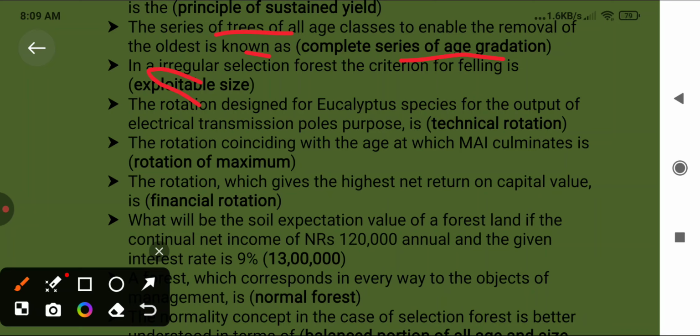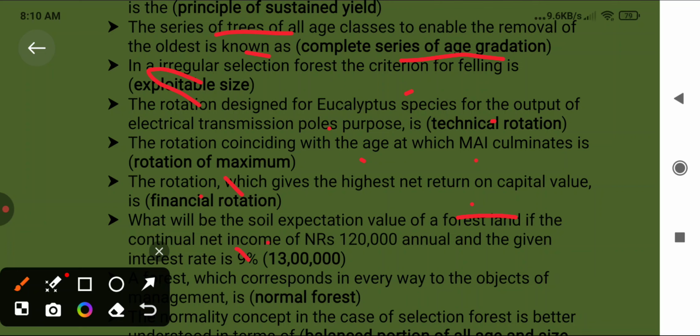Rotation: the rotation designed for eucalyptus species for the output of electrical transmission poles is the technical rotation. The rotation containing the age at which MAI culminates is the rotation of maximum volume production. The rotation which gives the highest net returns on capital value is the financial rotation.